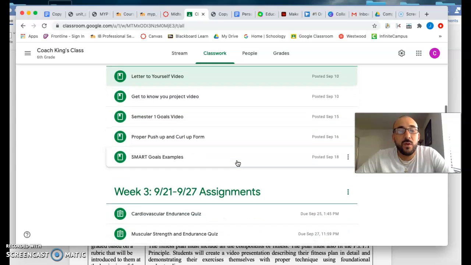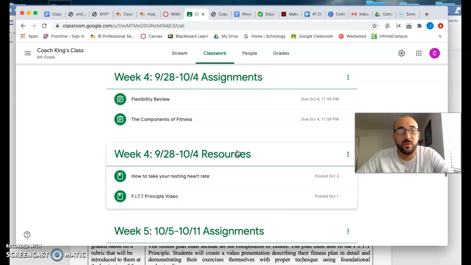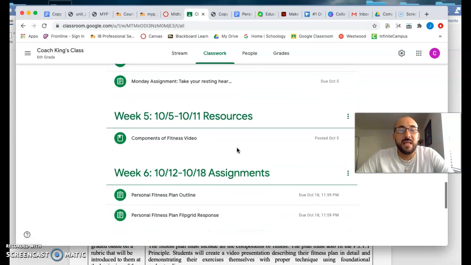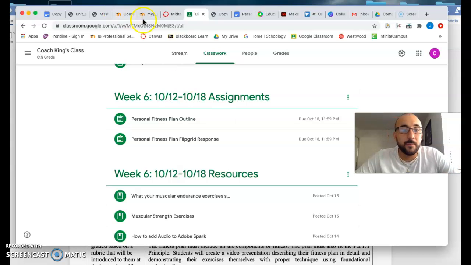Every week is broken down into assignments and resources. As you can see here, week 4 assignments, week 4 resources. So students know exactly where to go when they're looking for assignments, and they know exactly where to go when they're looking for resources to better understand the content or better understand the assignments that they need to complete for that week.